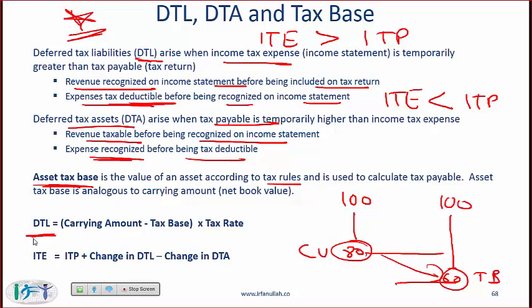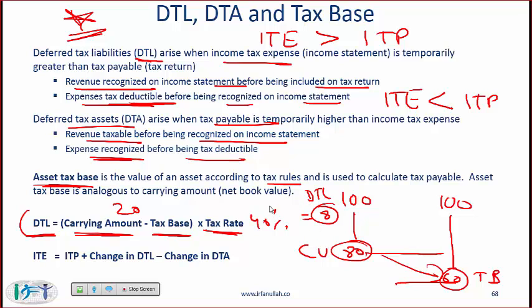And specifically the relationship is shown here. This is the formula you should memorize. The deferred tax liability is the carrying amount minus the tax base. In my example that would be 20 multiplied by the tax rate. So if the tax rate is 40% and over here the difference is 20, then the deferred tax liability created is 20 into 40%, which is 8.